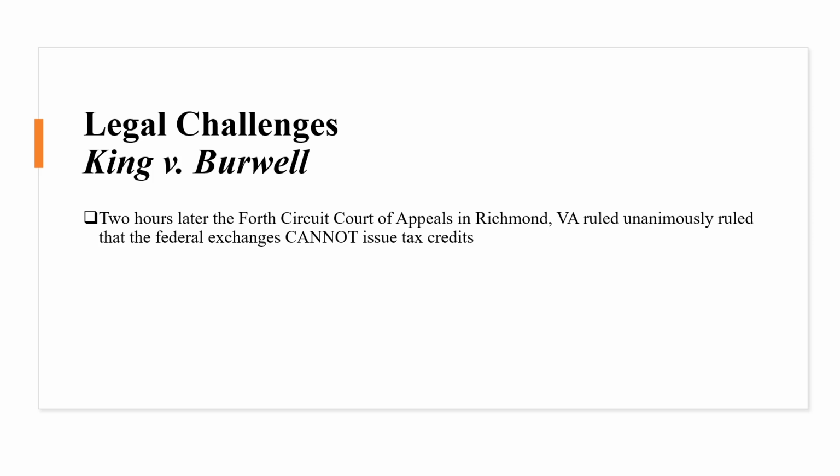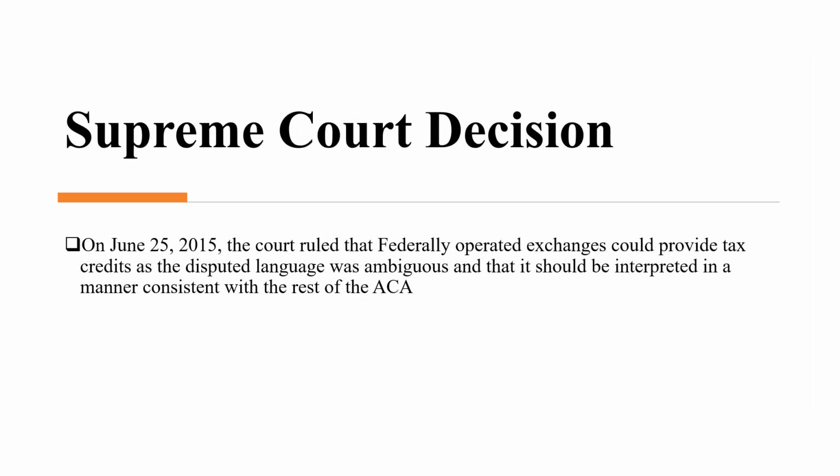So when you have two federal courts that are disagreeing, probably what's going to happen is it goes to the Supreme Court. And so after that, the Supreme Court ruled that the federally operated exchanges could provide tax credits, as the disputed language, they said, was ambiguous, but it should be interpreted in a manner consistent with the rest of the ACA. So the subsidies for the exchanges survived.